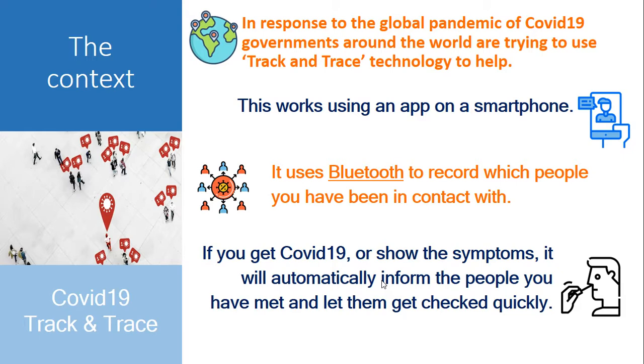So then, you go about your business, go about your daily lives, and should one of you end up getting coronavirus or the symptoms of coronavirus, you can tell your app, hey, I've got coronavirus. Your app will then use that information it's got to contact the other people and tell them that they might want to get themselves checked. Okay, this is the track and trace element.